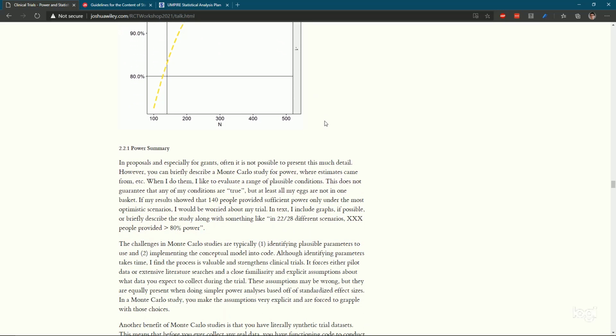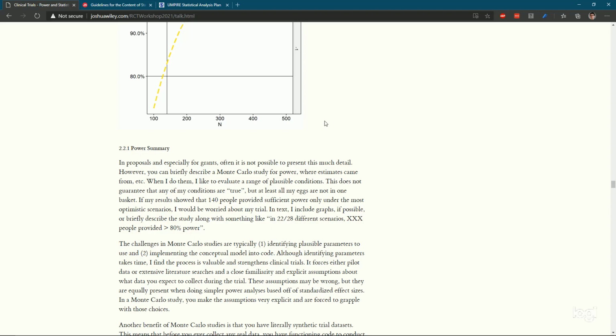Now, in proposals and especially for grants, you can't present this much detail. However, you can briefly describe a Monte Carlo study for power, where the estimates came from, etc. When I do them, I like to evaluate a range of plausible conditions. This doesn't guarantee that any of the parameters I plugged in are true, but at least I haven't put all of my eggs in one basket. I didn't just come up with one set of parameter estimates that's the best I think I can come up with, and hope that I'm right. I'm able to look at least at some variation around those parameters.